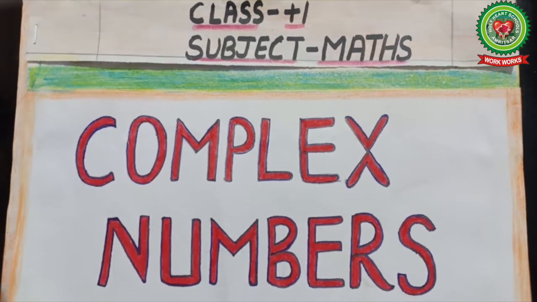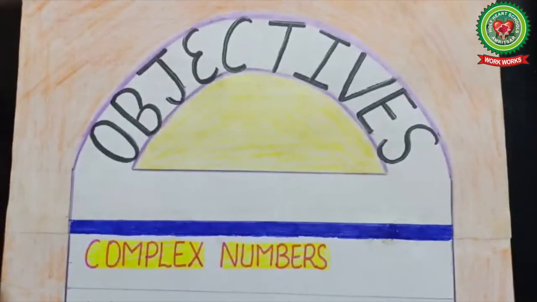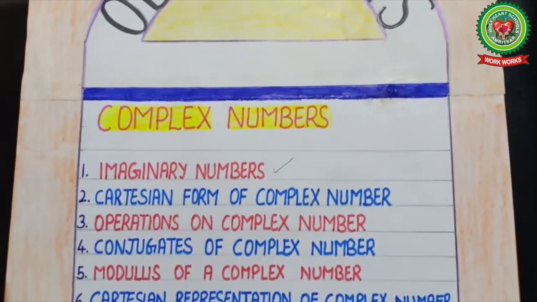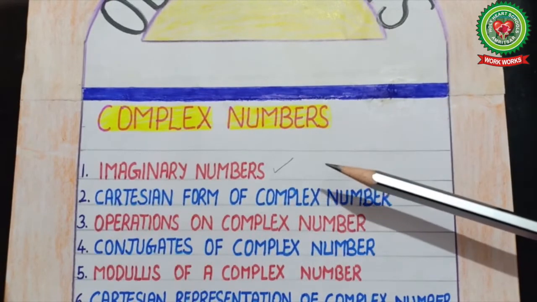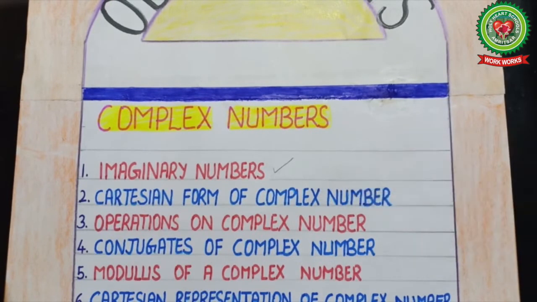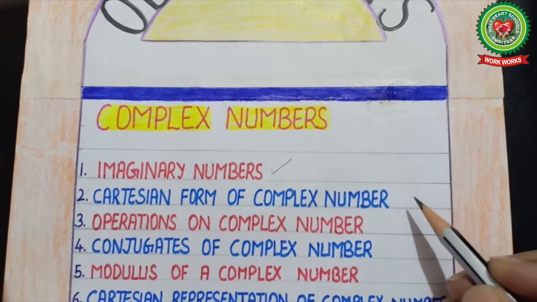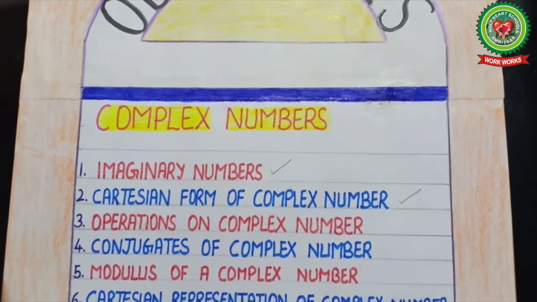Earlier we have started with the chapter complex numbers. In this chapter we have done our first objective, imaginary numbers. Now today we are going to discuss our second objective, that is Cartesian form of complex number. Now, first question arises, what is complex number?